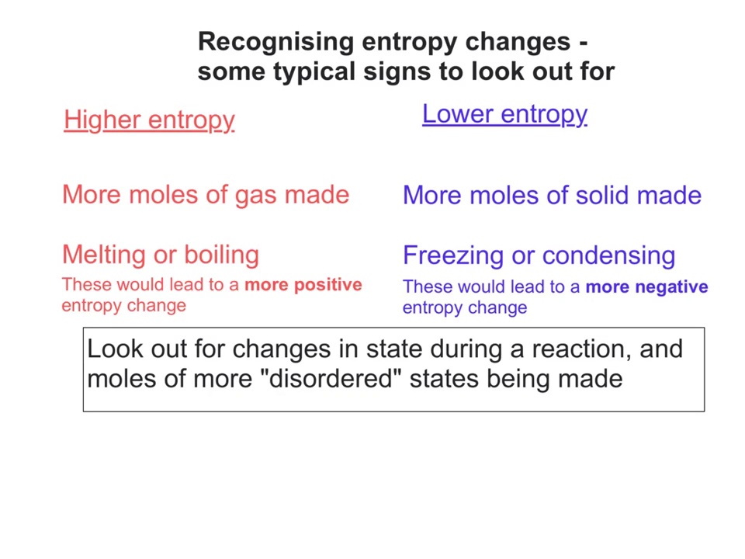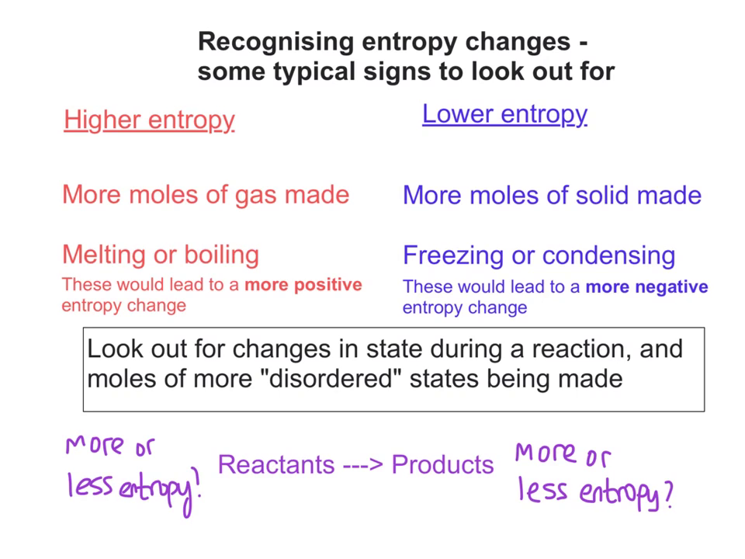And as you'd expect, more moles of solid being made, or perhaps freezing or condensing, would mean a more negative entropy change. So what you've got to do is look at the reactants, look at the products, and decide which one has more or less entropy. That will help you decide if there's been a positive entropy change or a negative entropy change.